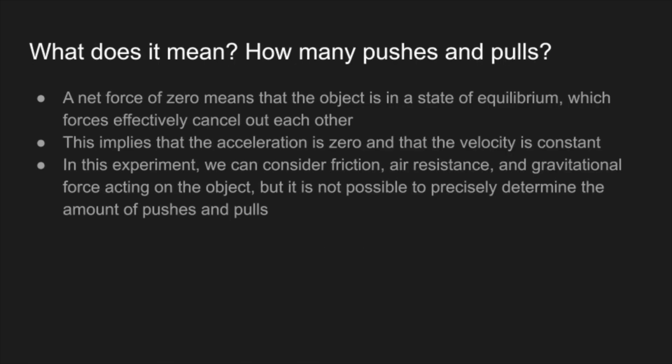And lastly, is it possible to say how many pushes and pulls were added together to give zero net force? A net force of zero means that the object is in a state of equilibrium, in which forces effectively cancel out each other. This implies that the acceleration is zero and that the velocity is constant. In this experiment, we can consider friction, air resistance, and gravitational force acting on the object, but it is not possible to precisely determine the amount of pushes and pulls.